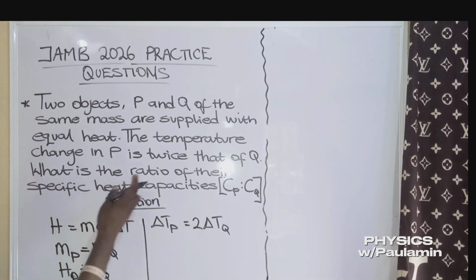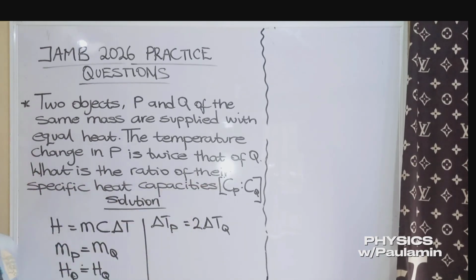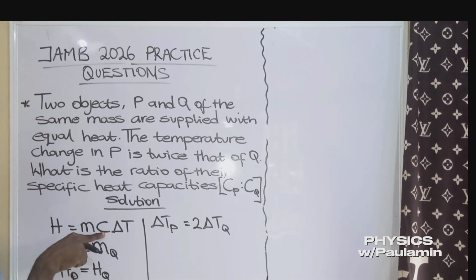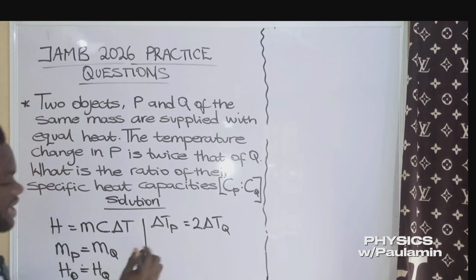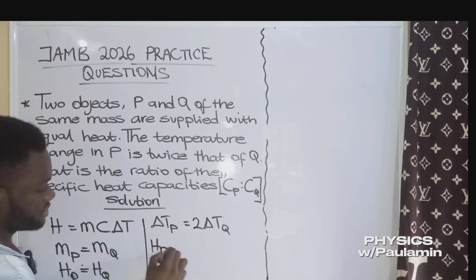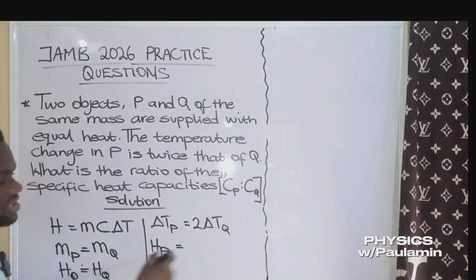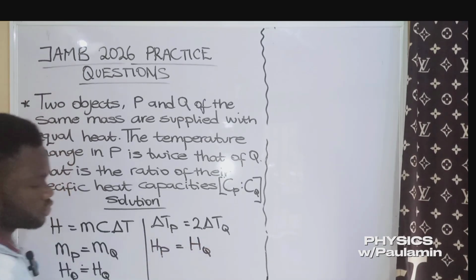Then I say, what is the ratio of their specific heat capacities? What is the ratio of their specific heat capacities if they are supplied the same amount of heat and if their masses are equal? Alright, so that will mean that the heat supplied HP to object P is equal to the heat supplied to object Q.